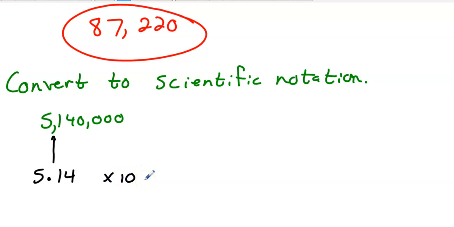Times 10. And then all you have to do is that if we're going to put the decimal behind the first non-zero number, you basically just go back and count. Well, normally in that number, your decimal would be here. And just count how many times you remove it. 1, 2, 3, 4, 5, 6 times. So then we're going to make it to the 6th power.